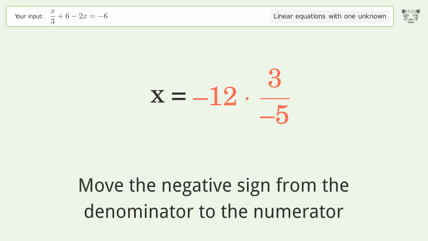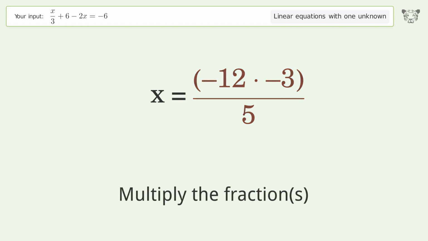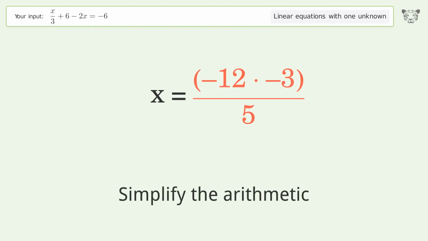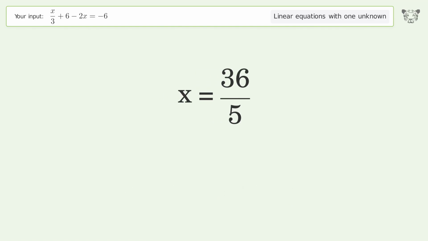Move the negative sign from the denominator to the numerator. Multiply the fractions. Simplify the arithmetic. And so the final result is x equals 36/5.